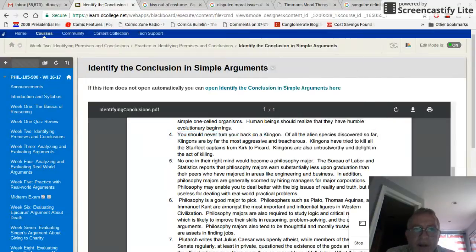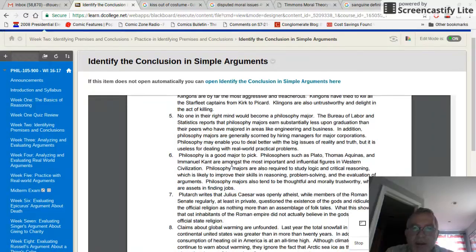Number 5, no one in their right mind would become a philosophy major. The Bureau of Labor and Statistics report that philosophy majors earn substantially less upon graduation than their peers who have majored in areas like engineering and business. In addition, philosophy majors are generally scorned by hiring managers for major corporations. None of this is true, by the way. It's just all made up. Philosophy may enable you to deal better with the big issues of reality and truth, but it is useless for dealing with real-world practical problems.